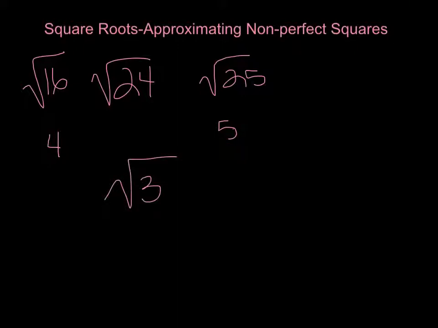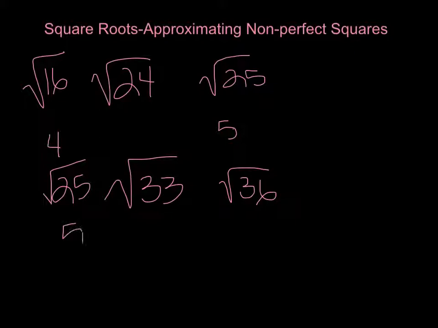If I have the square root of 33, again, my first step is to find the numbers closest to that are perfect squares. I know that 6 times 6 is 36, and 5 times 5 is 25. So the square root of 33 is going to be somewhere between 5 and 6.